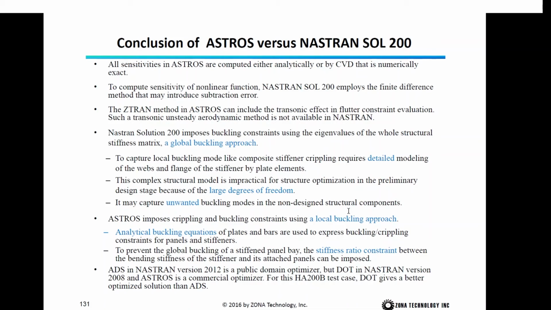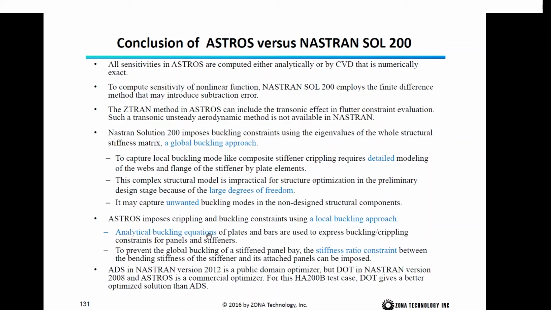For example, if we want to design the wing skin and impose a buckling constraint, but meanwhile we find out we have a buckling problem in the fuselage, then because all the design variables are on the wing elements, there's no way for the optimizer to remove the buckling problem from the fuselage. However, ASTROS imposes crippling and buckling constraints using a local buckling approach.